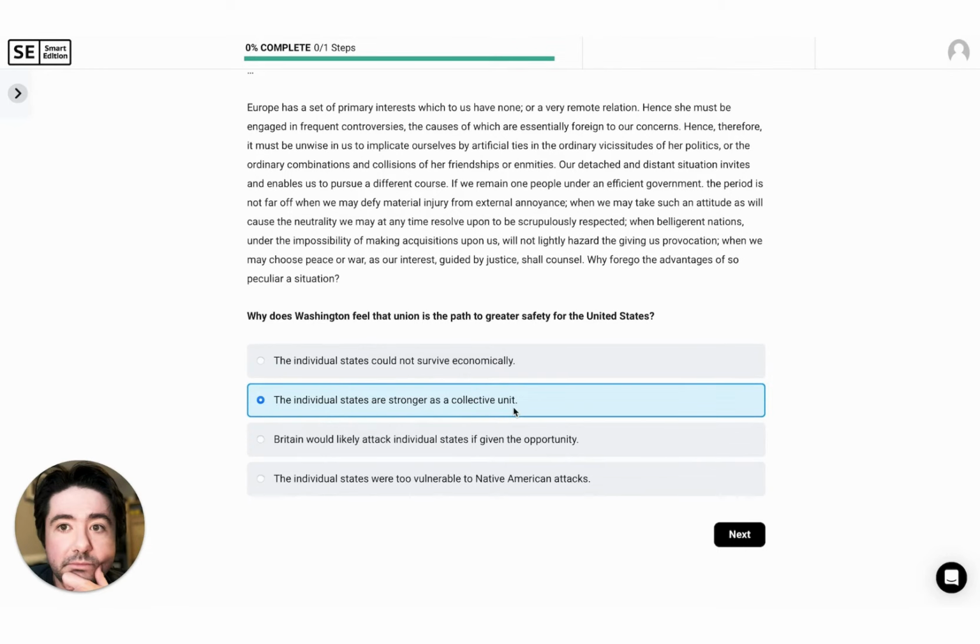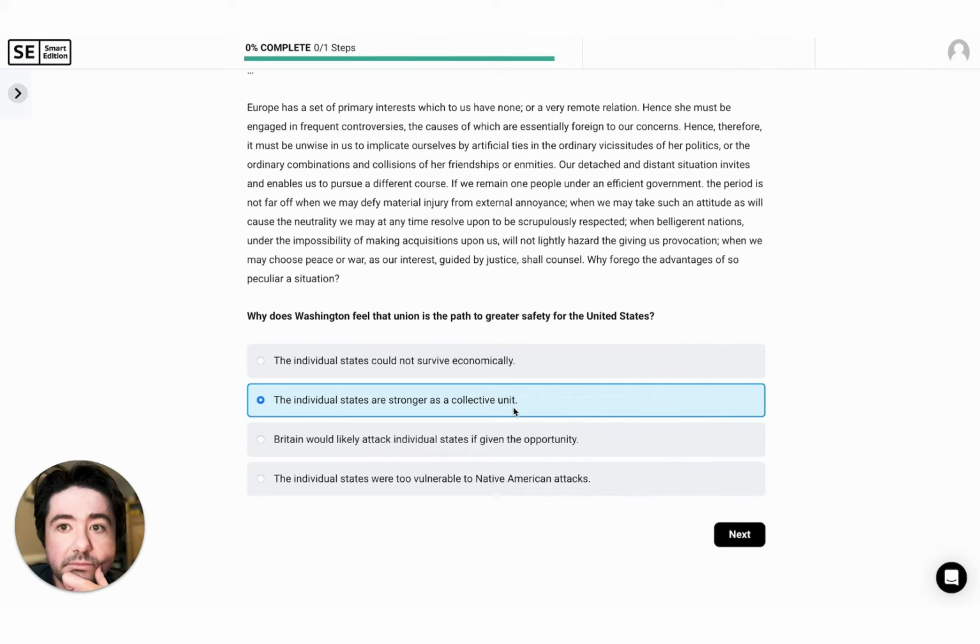The correct answer is B. The individual states are stronger as a collective unit. You got to remember, at this time in American history, the Constitution had only been around for about a decade. That had brought the states together into our current form of government.